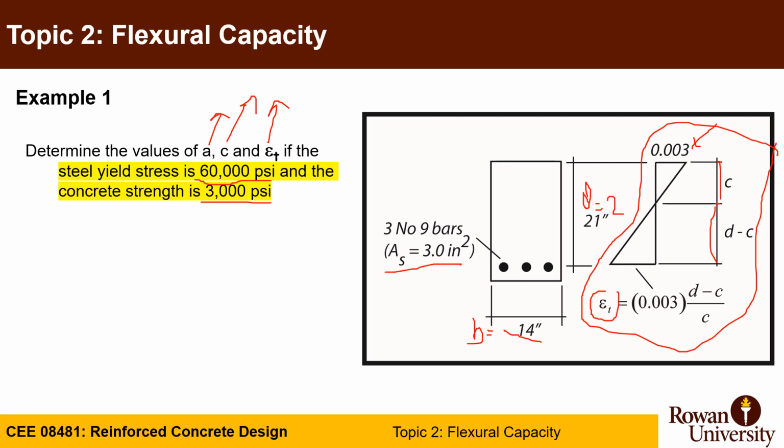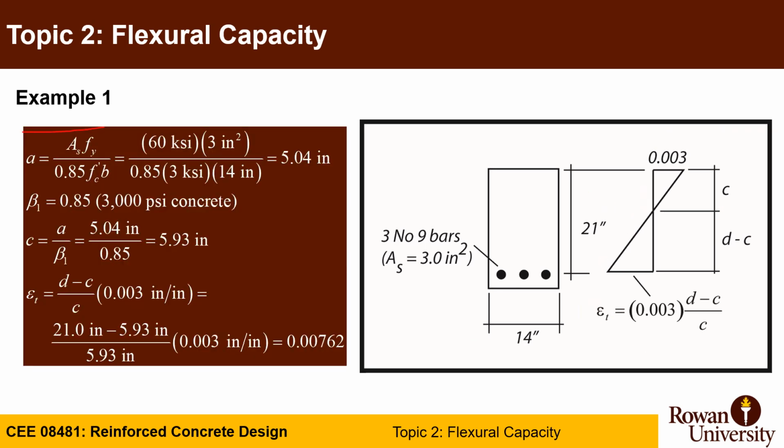Let's start calculating. First, a is given by the equation As fy divided by 0.85 f'c b, which comes from compression equal tension, capital C equal capital T. Fy is 60 ksi, As is 3 square inches, f'c is 3 ksi, and b is 14, as you can see here. This is b. You get a is 5.04 inches.